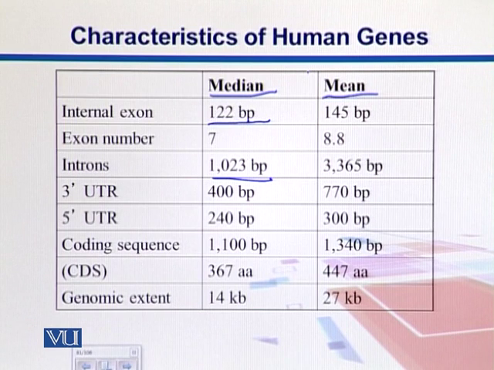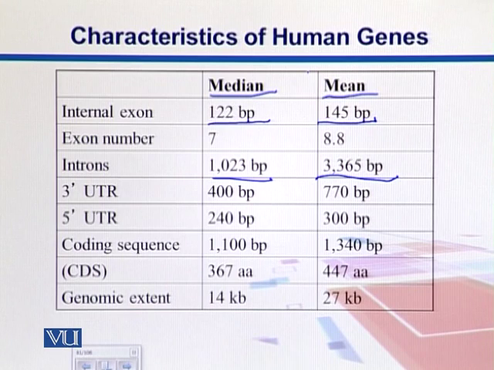If you keep in mind the structure of a gene, we have exons, then introns, and then exons. So the internal exons are actually separated by the introns. If you look into their size, they are around 122 base pairs as far as the median is concerned, whereas the mean is 145. If we look into the introns, it's around 1 kb as far as the median, and as far as the mean is concerned, it's around 3.3 kb.